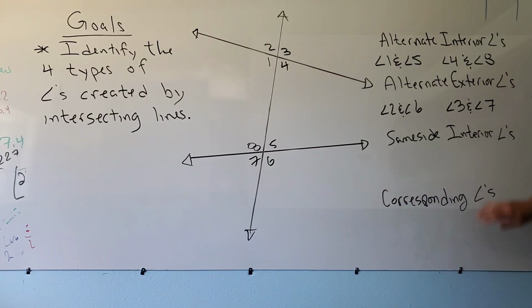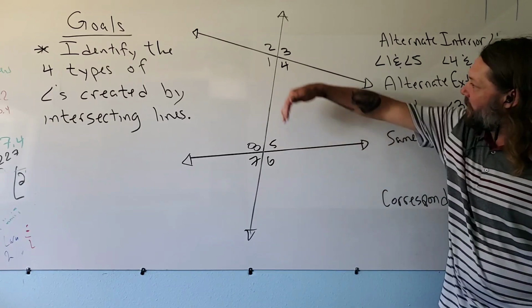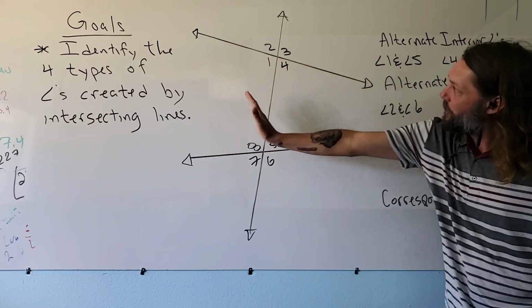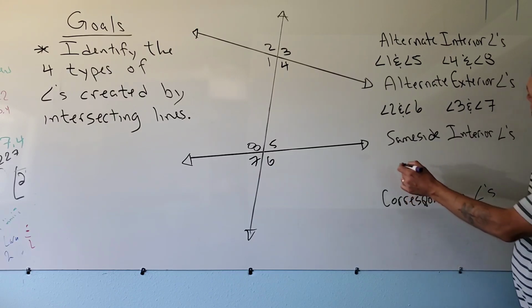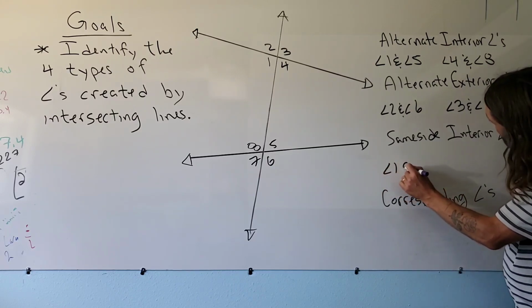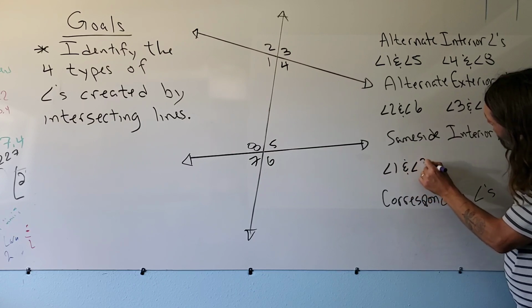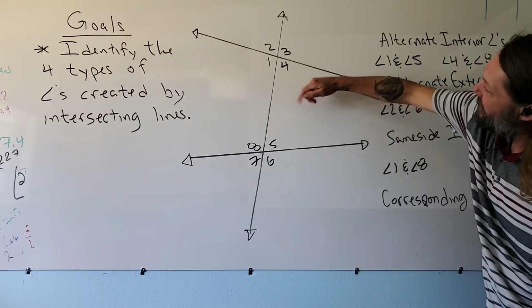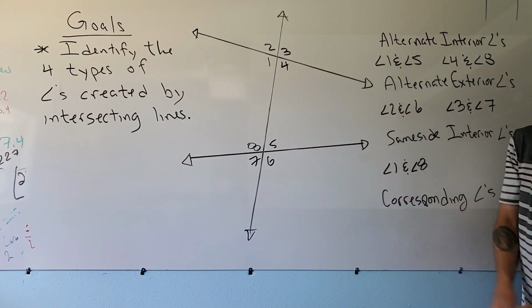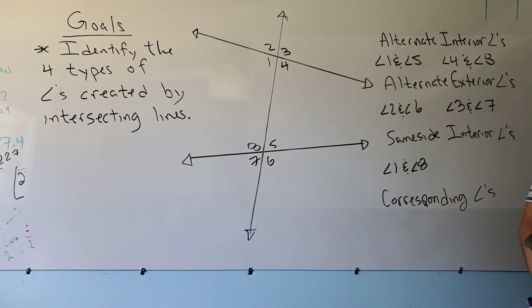Same side interior angles. They're on the same side. They're not alternating, so they're on the same side and they're both in the interior. So that's going to be angle 1 and angle 8. Those are same side interior angles, as well as angle 4 and angle 5, because again, they're on the same side and they're in the interior. So if your angles are acting like angle 1 and angle 8, or angle 4 and angle 5, you say, I have same side interior angles. That's it.